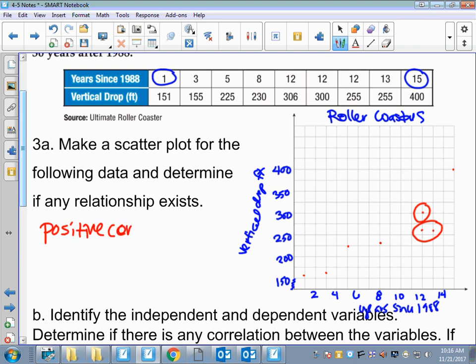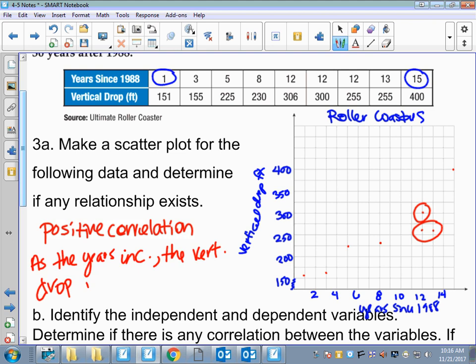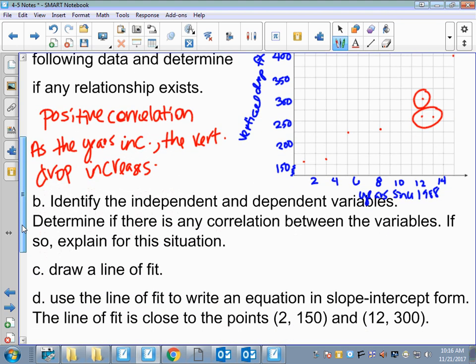And we will just say exactly what I just got done saying there. As the years increase, the vertical drop increases. That's the relationship. Identify the independent and dependent variables.